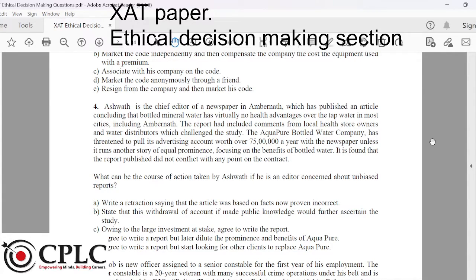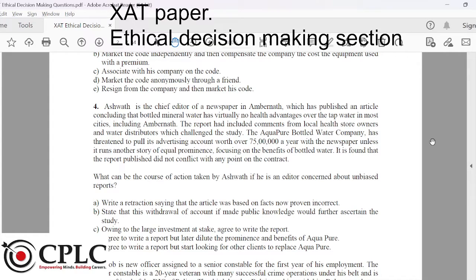The Aqua Pure Bottled Water Company has threatened to pull its advertising account worth 75 lakhs a year with the newspaper unless it runs another story of equal prominence focusing on the benefits of bottled water. It is found that the report published did not conflict with any point on the contract. What can be the course of action taken by Ashwat if he is the editor concerned about unbiased reports? So he is concerned about unbiased reports.